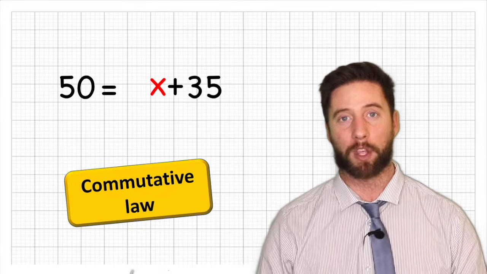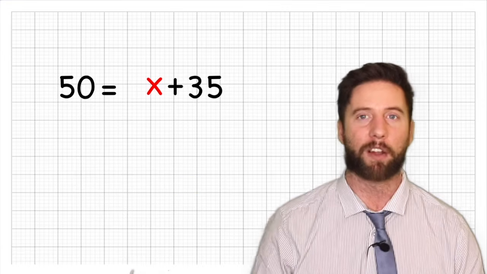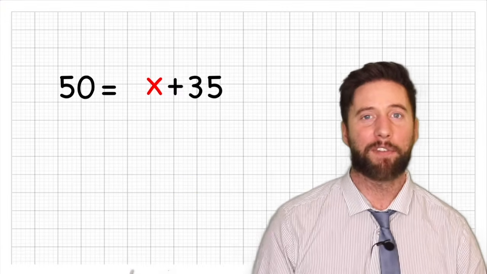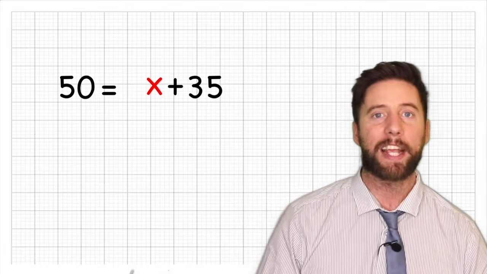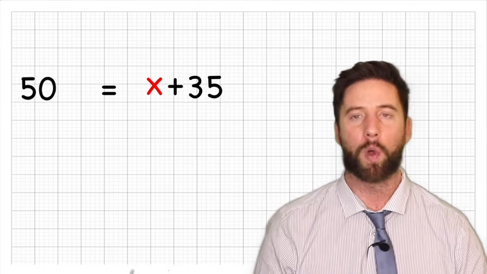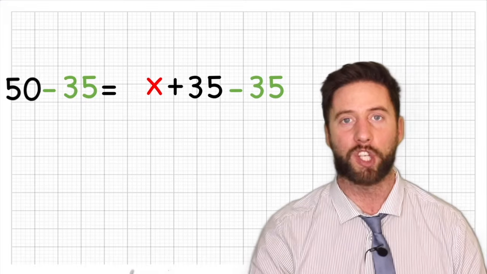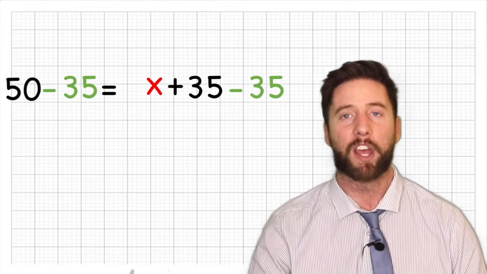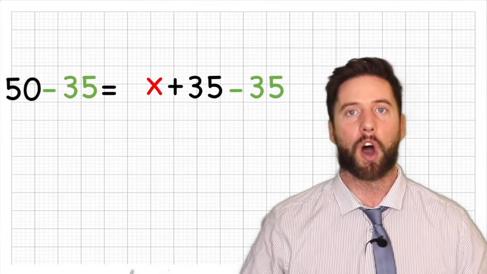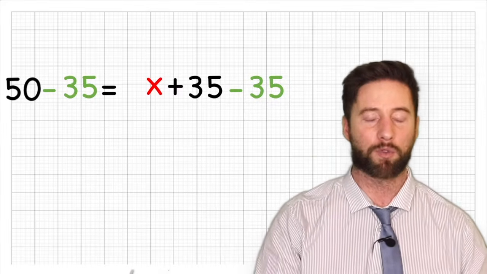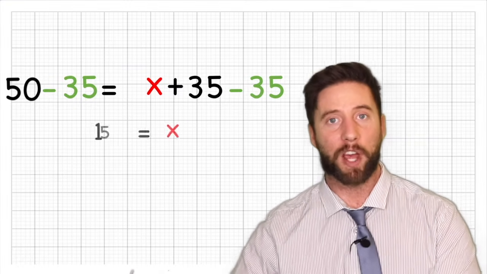If you're unsure about what the commutative law is, check out our addition and multiplication videos on the channel. Okay, so now it says 50 equals x plus 35. Okay, so in order to isolate the x and get an x on its own, we are going to need to subtract 35 from the second half of our equation. But if we subtract 35 from this side, don't forget, you must subtract 35 from the other side. So our new line says 50 subtract 35 equals x add 35 subtract 35.